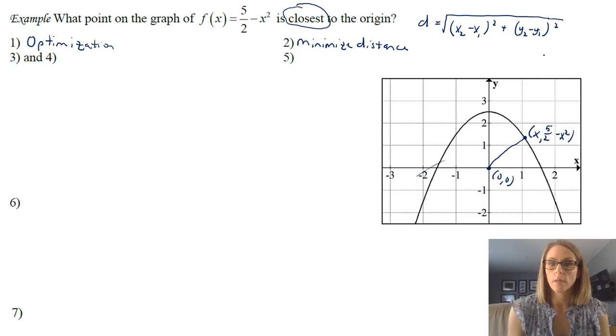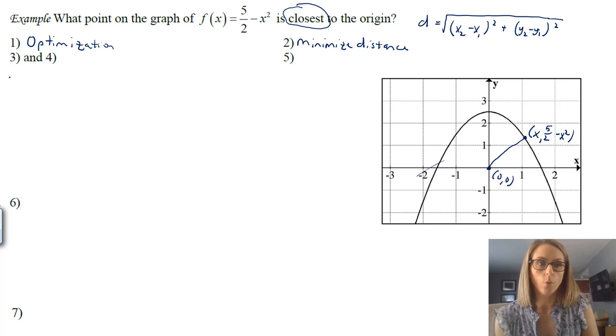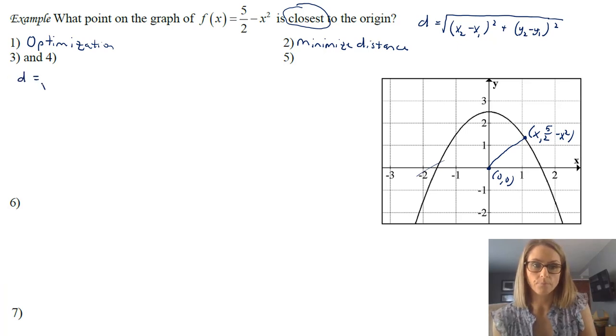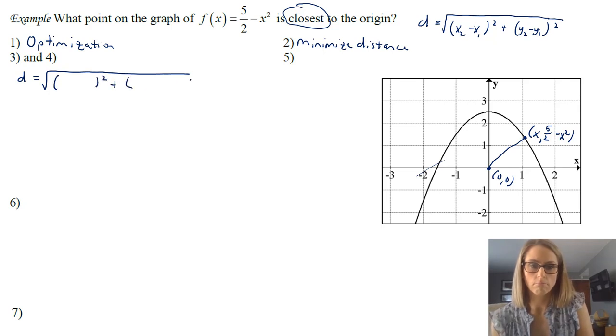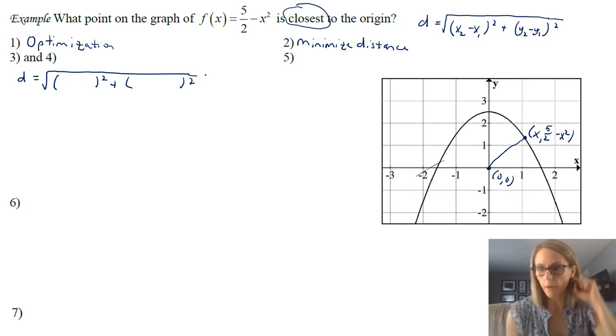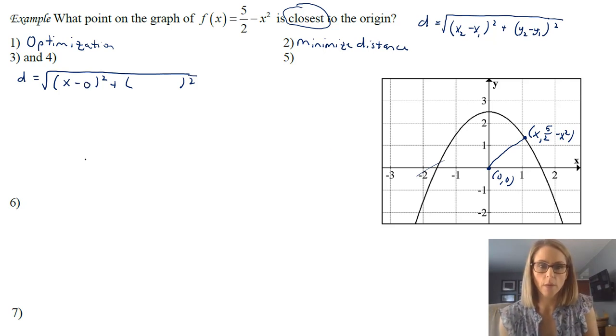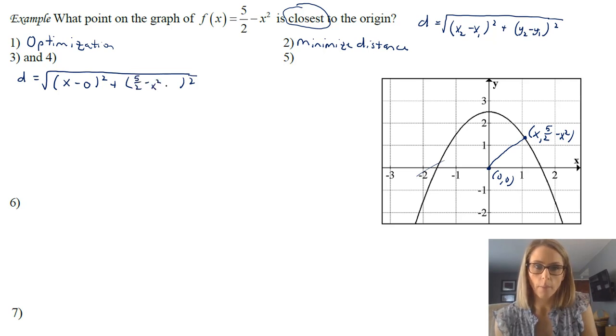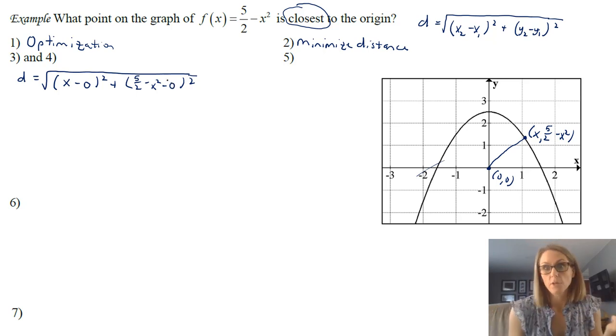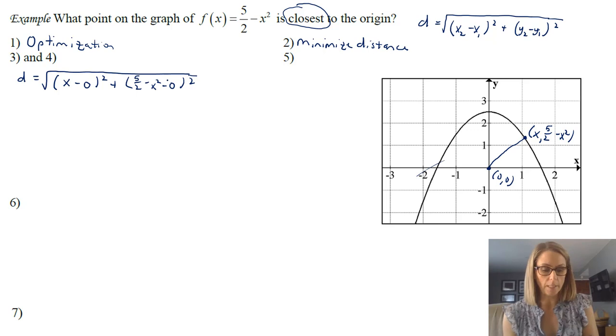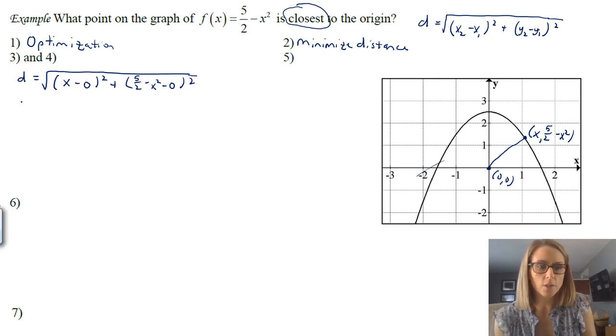So for ours, we just have to think about what we have. And you can see that we have the 2 points right there. And so what we're trying to minimize is that distance. So in our case, I'm just going to think about the 2 points that I have there on my graph. And so it's going to be x minus 0, because one x value is x and one x value is 0. And for the other one, it's going to be 5/2 minus x squared minus 0. And that 0 is really nice, right? Because it makes things look a little bit better when we actually try to do this.